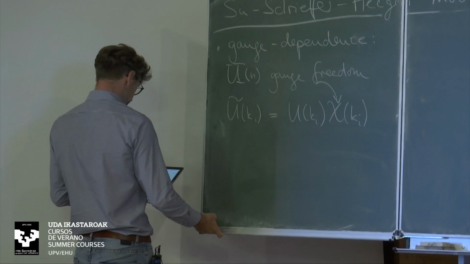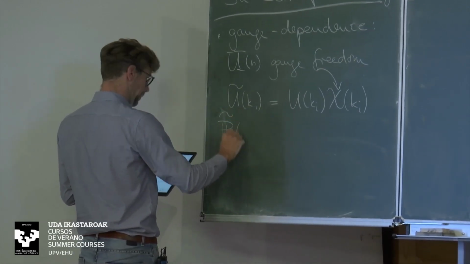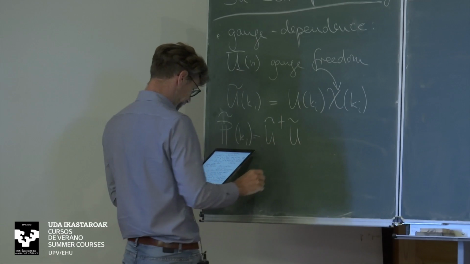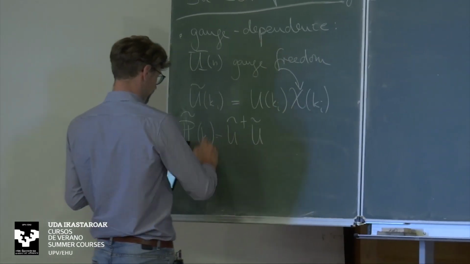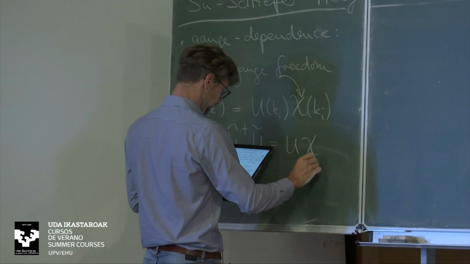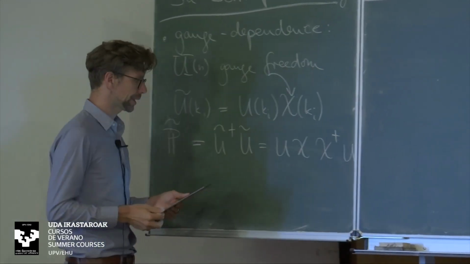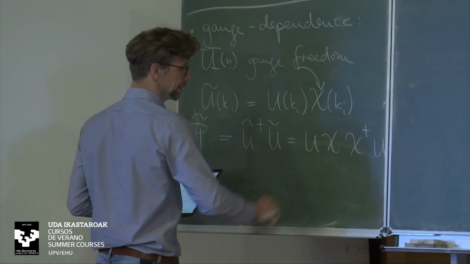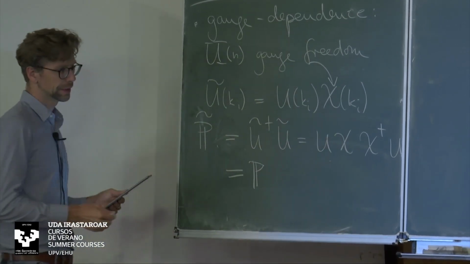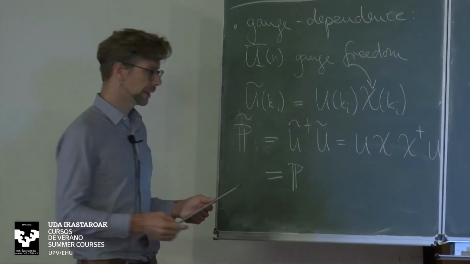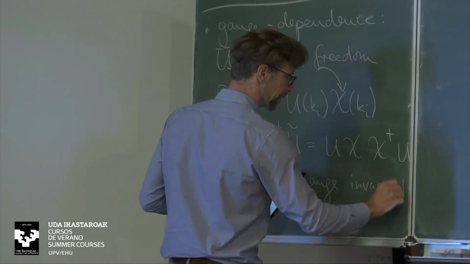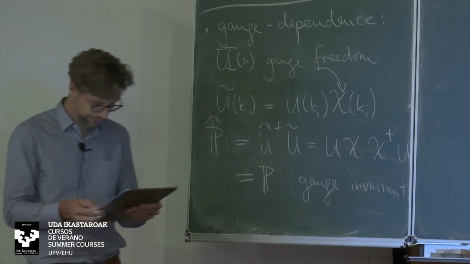Then what happens to the projector is that I get P tilde of k is U tilde dagger U tilde. It's all at k. And what you see magically, since this is at the same momentum, these chi and chi dagger go away, and this is the same as P. So the projector on the occupied band, as you would hope, is gauge invariant. So is then the product of these projectors that entered the Wilson loop.